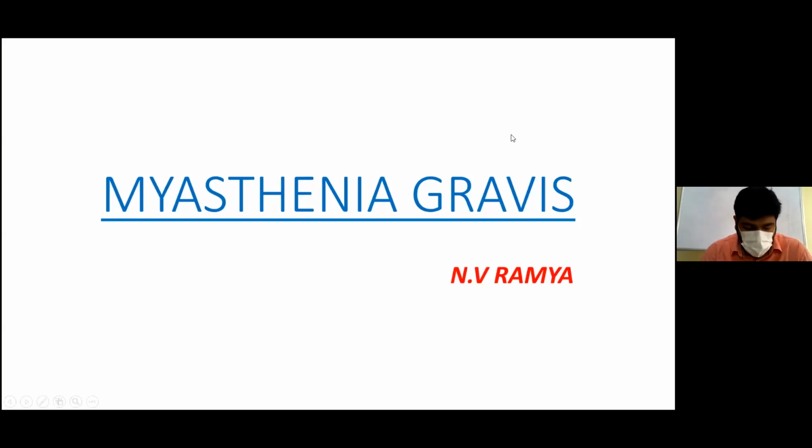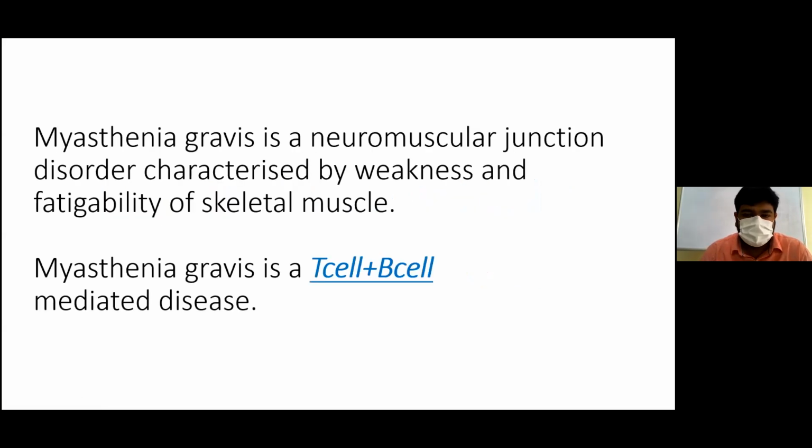Good morning, everyone. Today I'm going to talk about myasthenia gravis. Myasthenia gravis is a neuromuscular junction disorder characterized by weakness and fatigability of the skeletal muscle. Myasthenia gravis is a T cell and B cell mediated disease. Here, there is a Th2 activation which causes the release of interleukin 4, which in turn activates B cells, and this causes the release of antibodies.